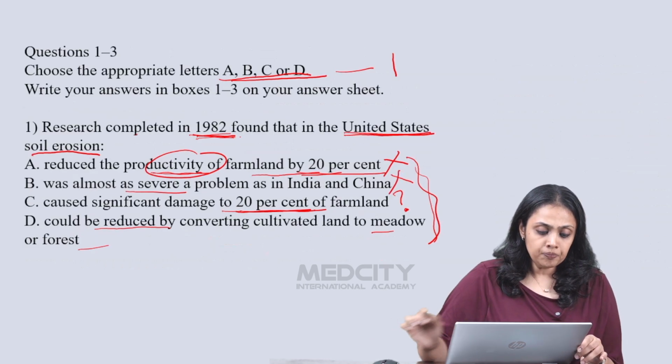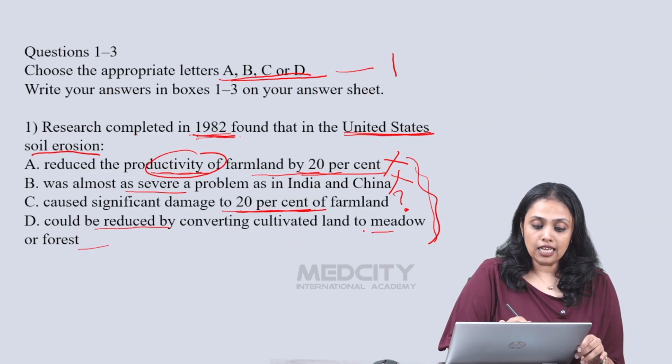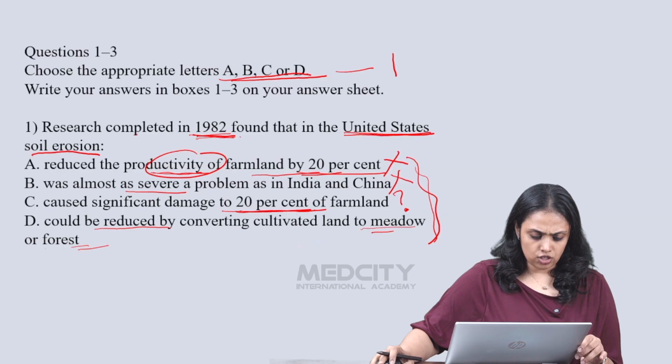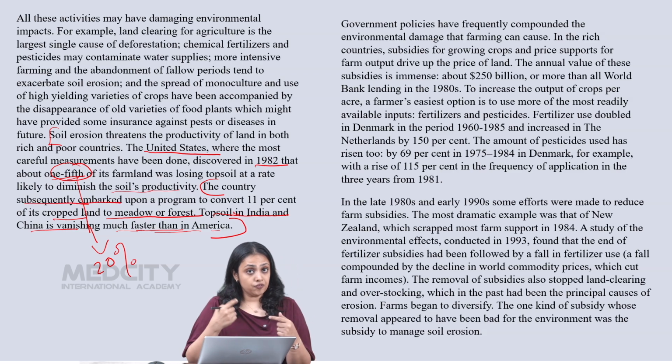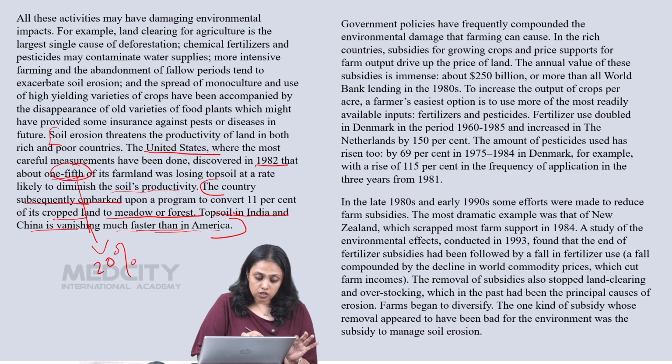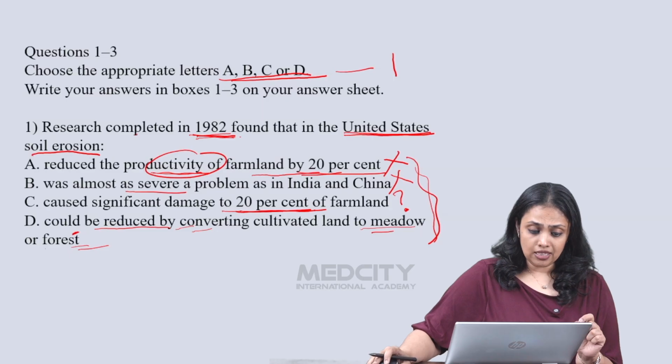Then moving on to option D, could be reduced by converting cultivated land to meadows or forest. We have read something of that sort in that area. What did it say? The country subsequently embarked upon a program to convert 11% of its cropland to meadow or forest. So why is that not the right answer? Here, the country subsequently embarked, that is, after discovering that this is the problem, that because of soil erosion the productivity has reduced, and 20% of the farmland has lost its productivity, the country decided to start on this program. But as per the question, does it convey that meaning?